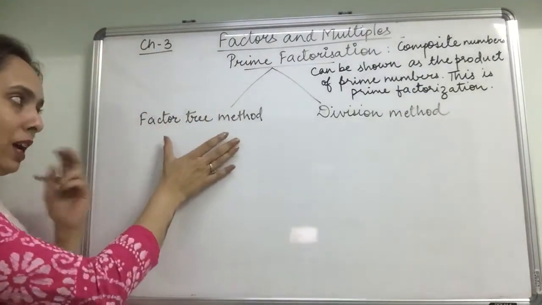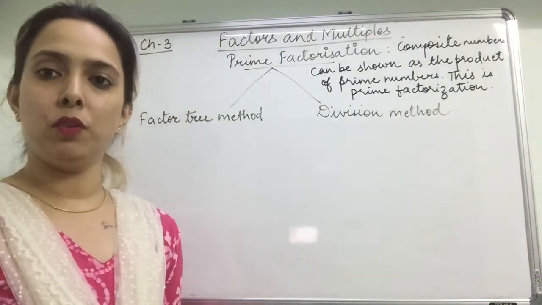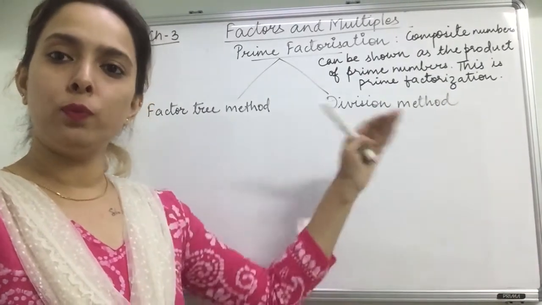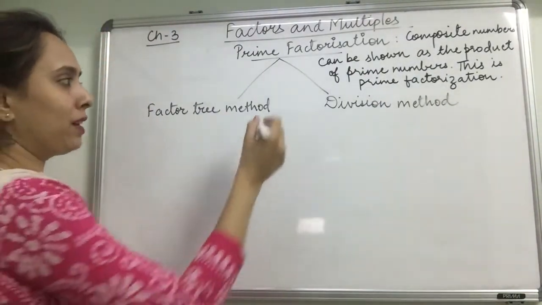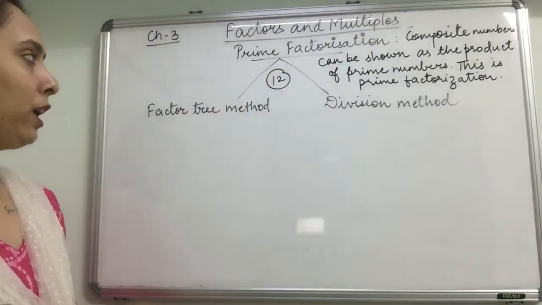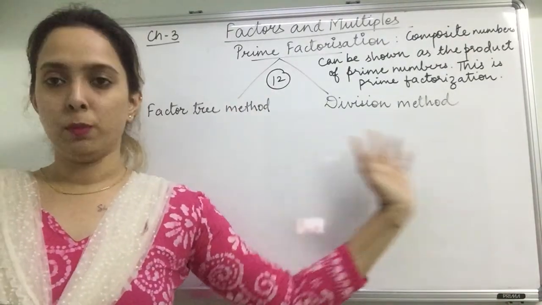In the factor tree method we will form a tree. We will be having branches and we will form a tree. And in the division method we will do division. So let's start with the factor tree. The number is 12. I will show you how we are going to make the factor tree for 12 and how we are going to do the division method.